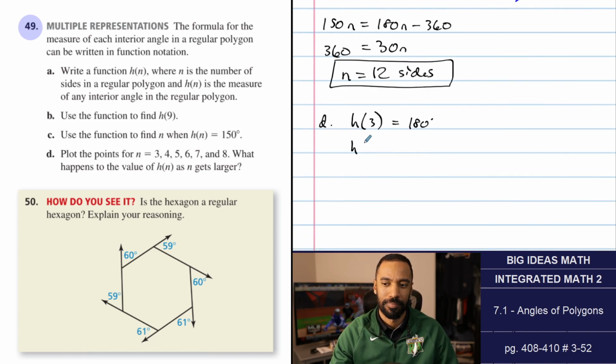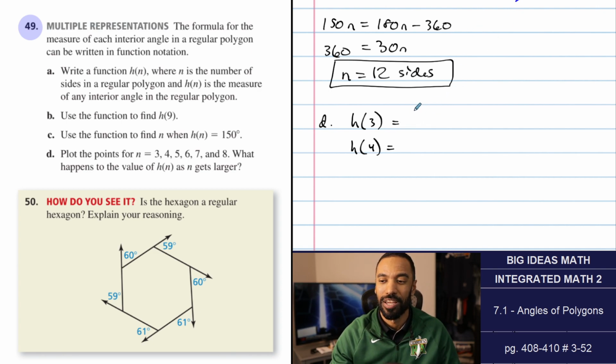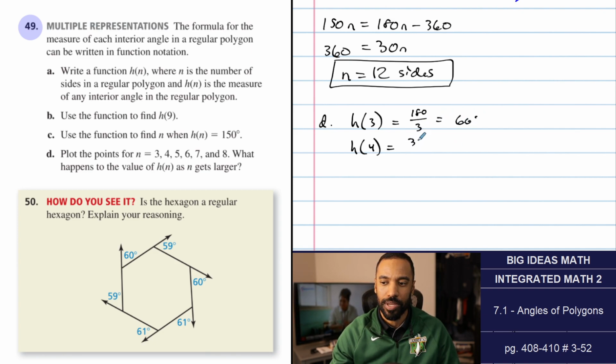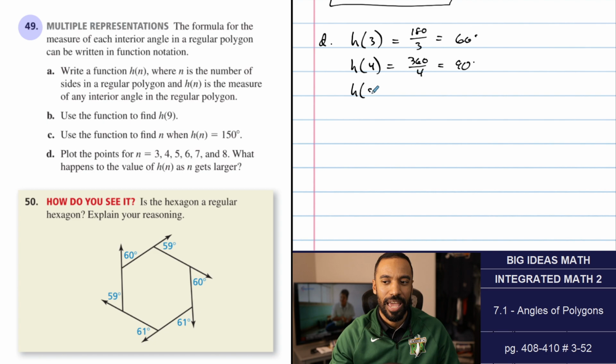I mean, you can calculate them. Oh, I'm sorry. Oh, hold on. This is the interior angle measures. I'm sorry. I'm just going to do it kind of fast then. 180 over 3 is 60. h of 4 is 360 over 4, which is 90. So they get bigger, but by a lesser amount. h of 5 is 540 over 5, which is 108.